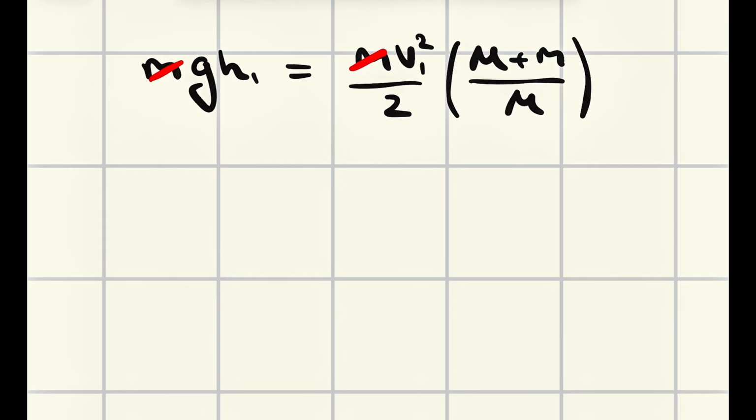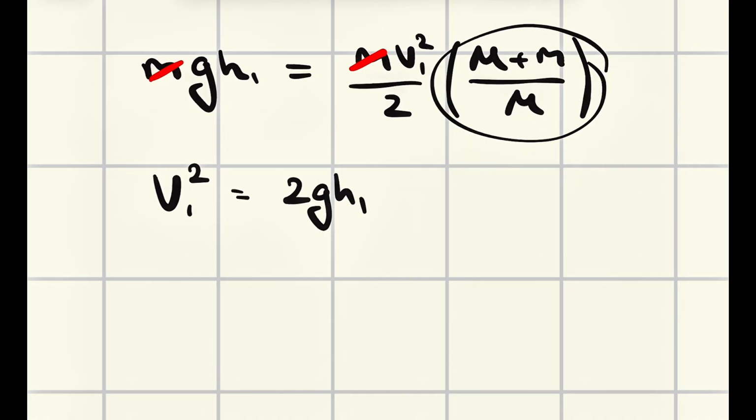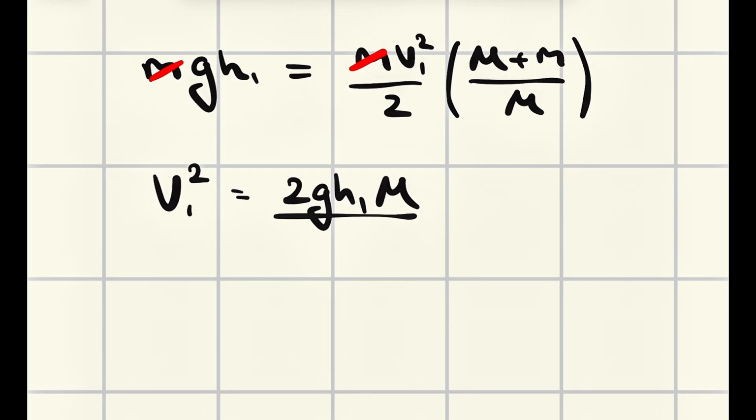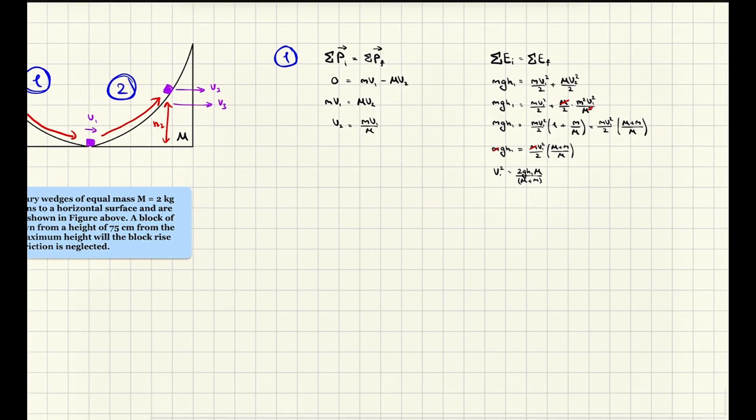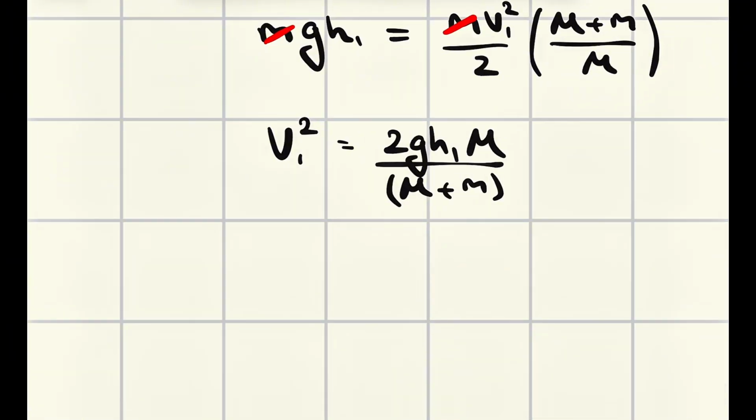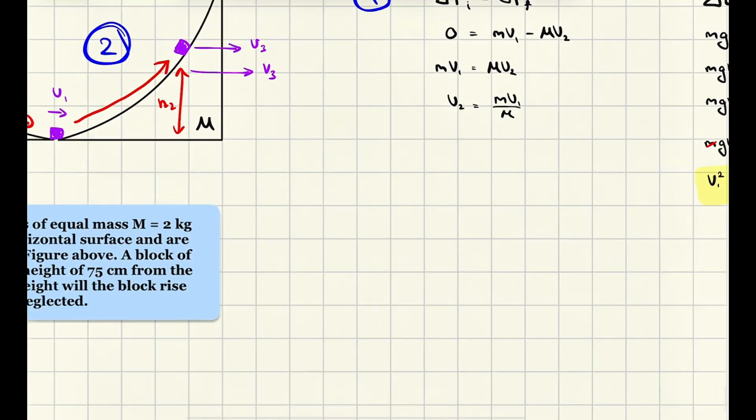Let's move that 2 to the other side, and v1 squared would have meaning: 2gh1, and this entire thing would just swap, yeah? M goes up, and this thing goes down. Okay, it's the meaning of v1 squared. I think that for now it's enough. Let's highlight it. Maybe it would be useful later, but right now let's concentrate on the second part.